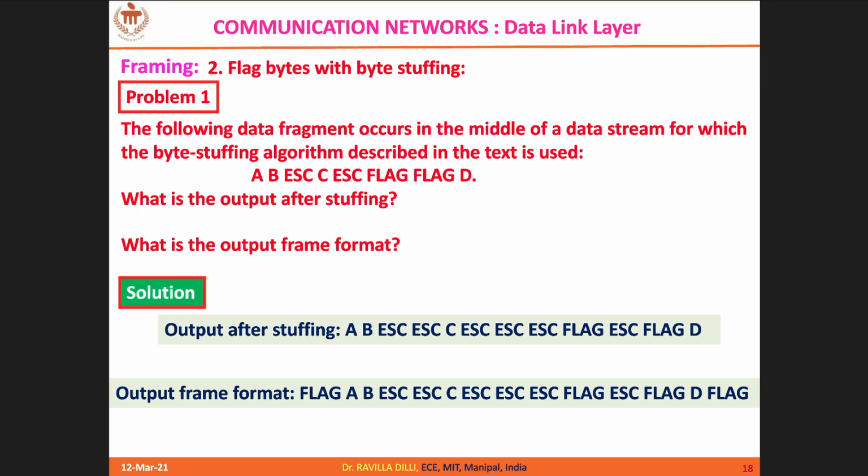Okay, so you can see the solution. A, B, then you have escape, right? So escape should be preceded with the escape character. So you got 2 escapes followed by C. Then again, what you got? One more escape in the data, so you have to precede that with escape. So you have 2 escapes. Then you have flag in the data, so flag also should be preceded with 1 escape. So the third escape followed by flag. Then one more flag is there in the data, so it should be preceded with escape. So escape, flag, and D. So this is how you should do character stuffing.